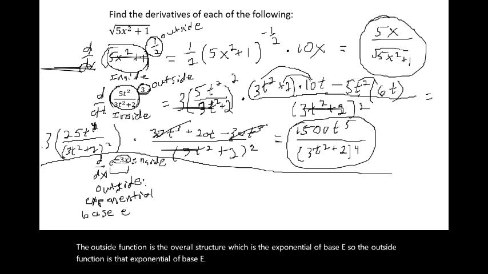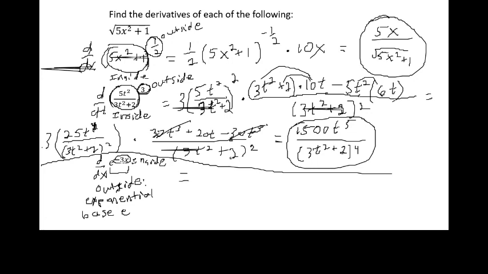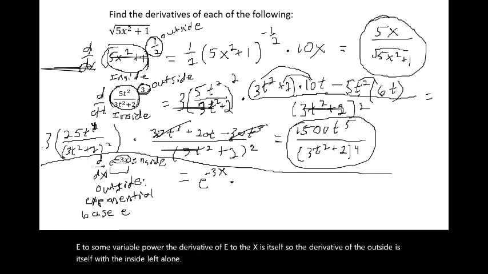So when you take the derivative of the outside function, an exponential of base e, you're going to pretend like the inside function isn't there. You're going to pretend that this is e to some variable power. The derivative of e to the x is itself, so the derivative of the outside is itself with the inside left alone. Then you're going to multiply it by the derivative of the inside, which is negative 3, which gives you a derivative of negative 3 e to the negative 3x.